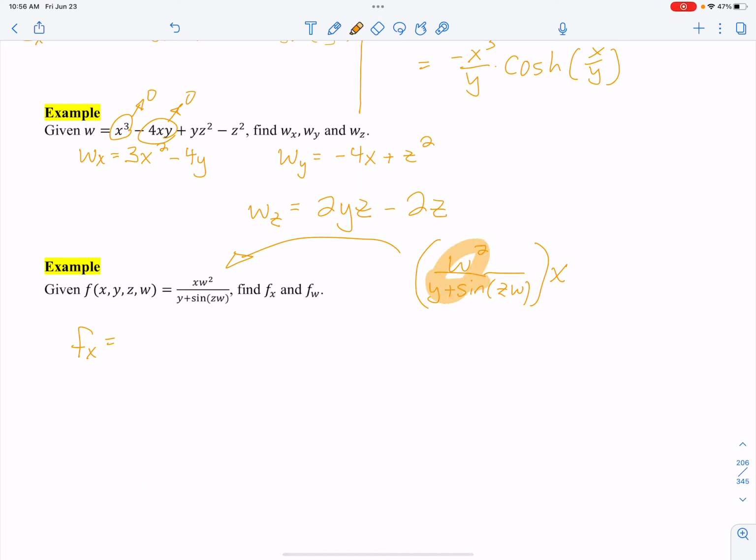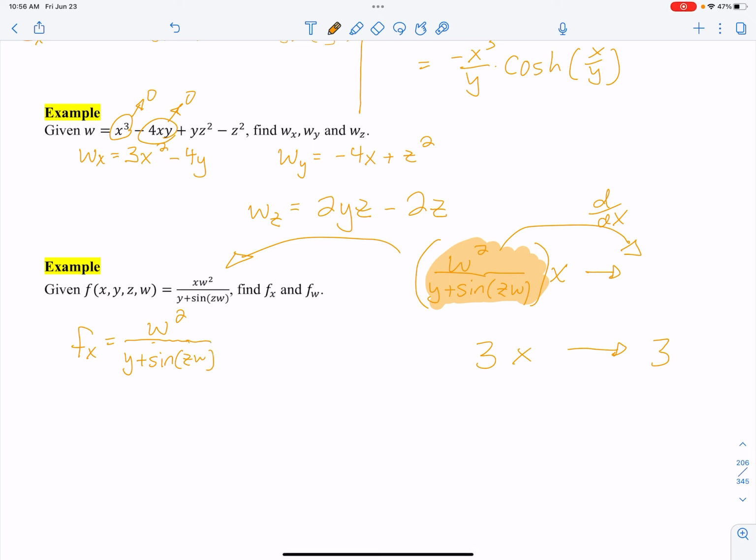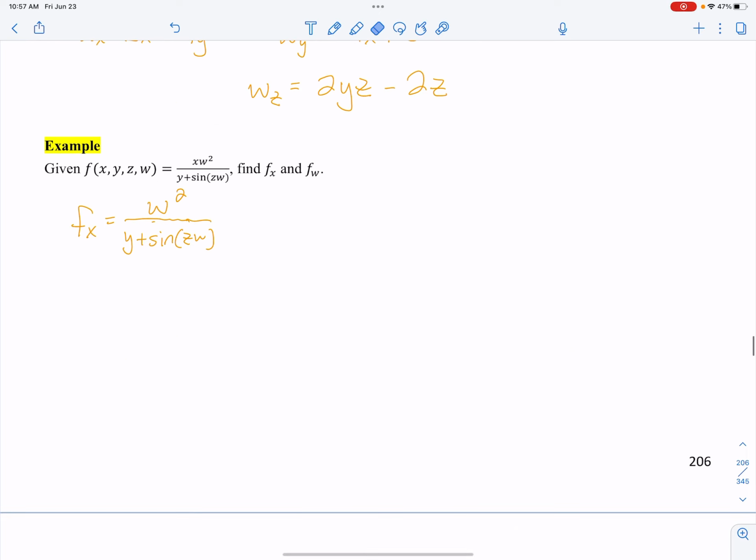Everything inside here is a constant. This is the same thing as having like 3x. So if I take my derivative of 3x, I get 3. So the derivative of this thing is just going to be that blurb there. So the derivative is w squared over y plus sine of zw. Very nice. Once you start looking at it, you'll see it. Hopefully you'll catch it now that I've shown you that this happens. So there is my partial with respect to x. That's very nice and easy to do.